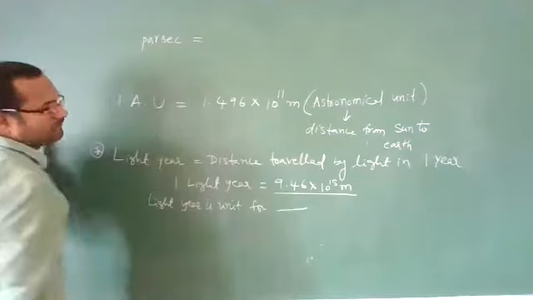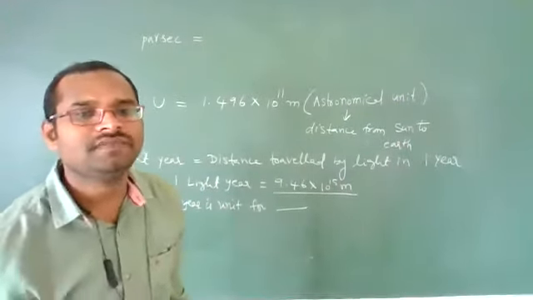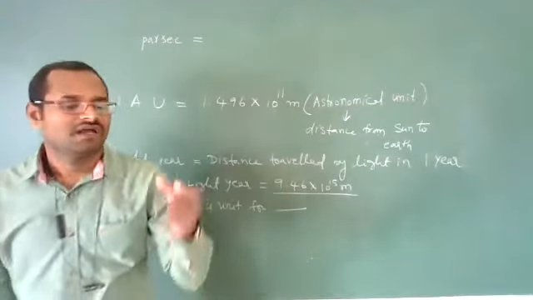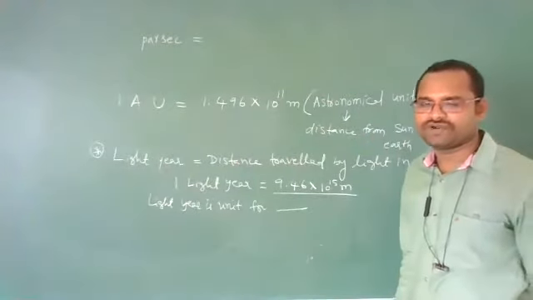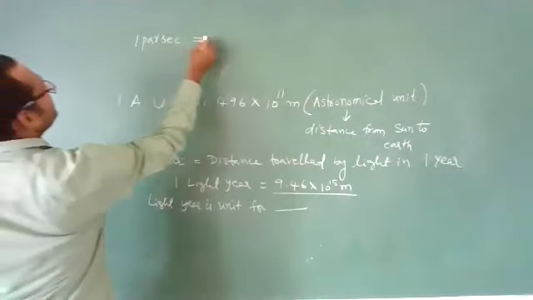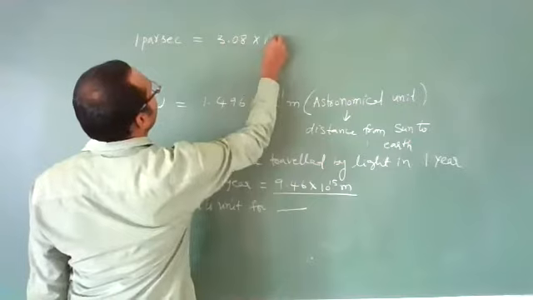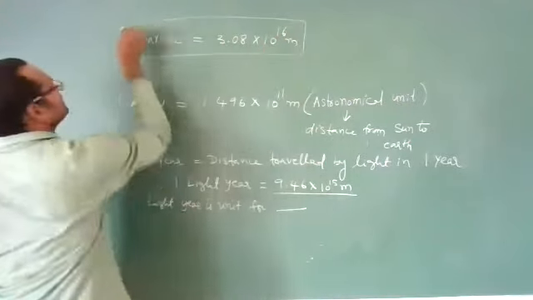Parsec. What is that one? Parsec. It is the unit used for the distance of astronomical objects. If you want to find that distance, we will use the parsec. 1 parsec is equal to 3.08 into 10 to the power of 16 meters. This is also important to remember.